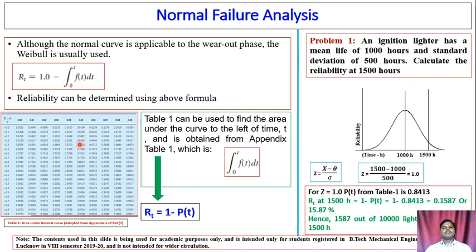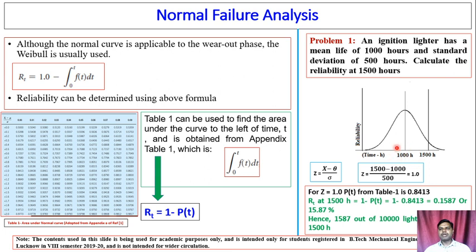We'll take an example. Reliability is equal to 1 minus this parameter, which is the integral from 0 to t of f(t) dt. An ignition lighter that is used in kitchens has a mean life of 1000 hours and a standard deviation of 500 hours. Calculate the reliability at 1500 hours. So we have seen here that the given parameter is the value of mu or theta.